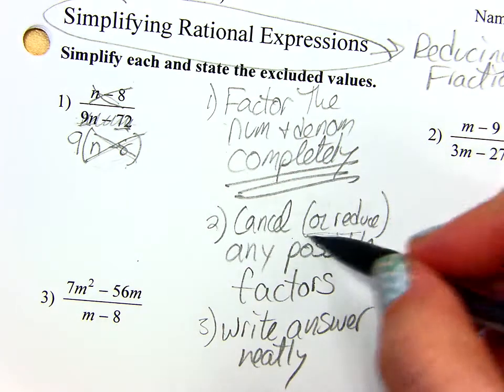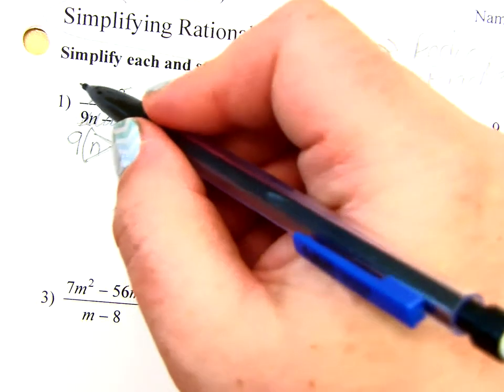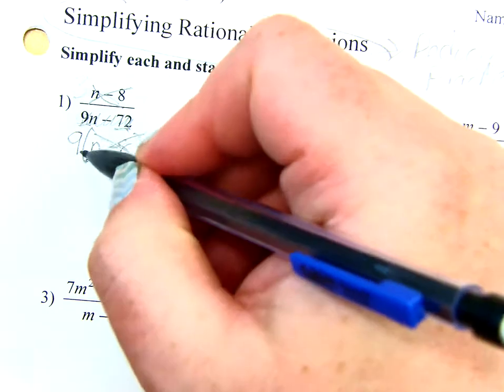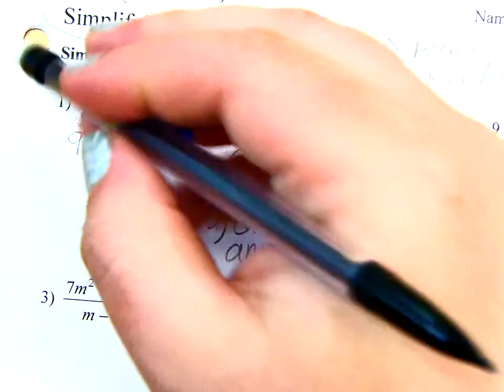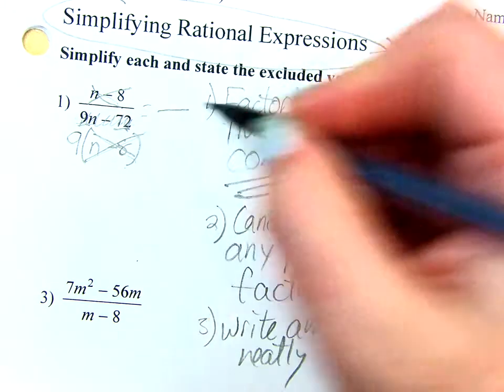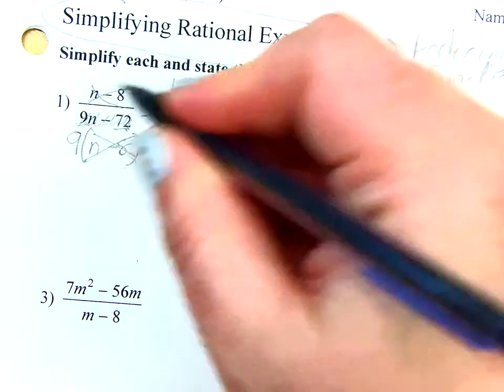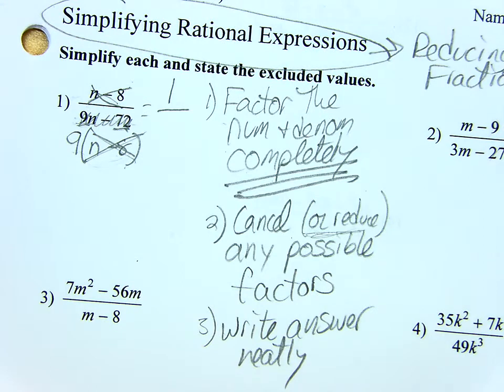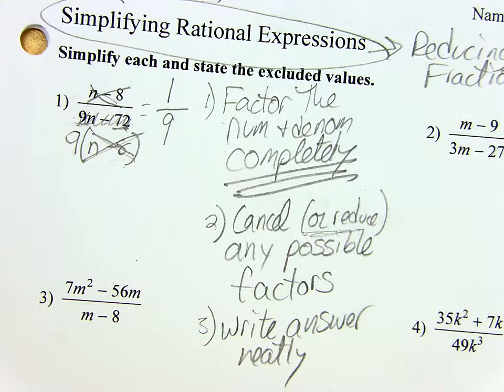Now, I did say "or reduce." So if I had, like, pretend I had a 3 out in front, I could have reduced the 3 and the 9. But in this case, I didn't have that. So what's left in my numerator? Just a 1. If everything's canceled out, you just leave a 1 there. And then what's left in my denominator? Just a 9. That's my answer. That's all you have to do. Factor everybody, cancel everybody that you can, and then just write what's left over.